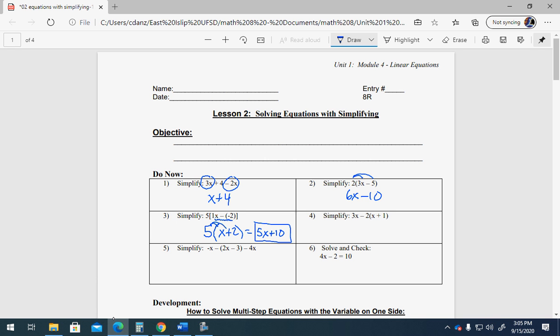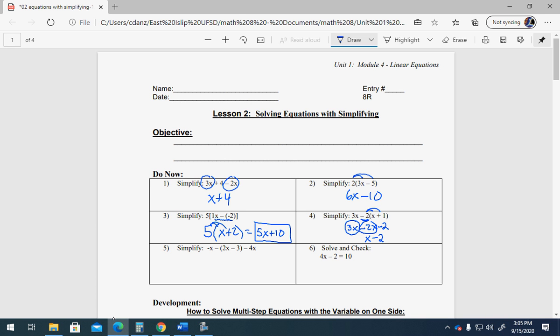Number 4, I'm going to distribute this -2. The 3x isn't touched. The -2 gets distributed, so it says minus 2x minus 2. And when I combine these like terms, I get x minus 2.